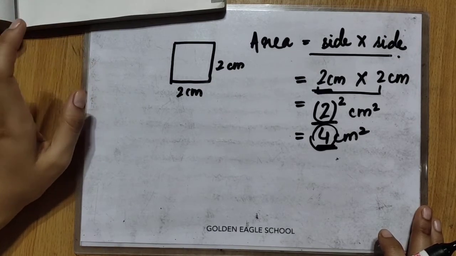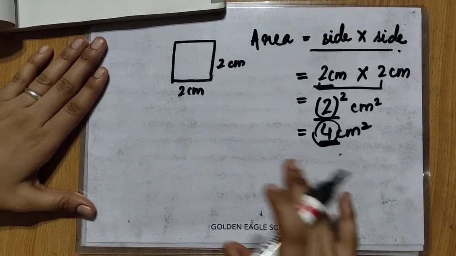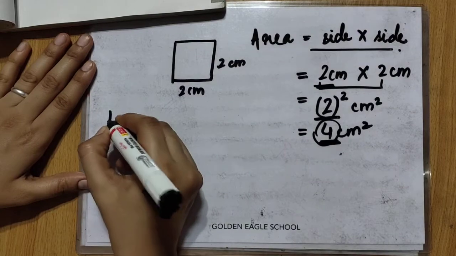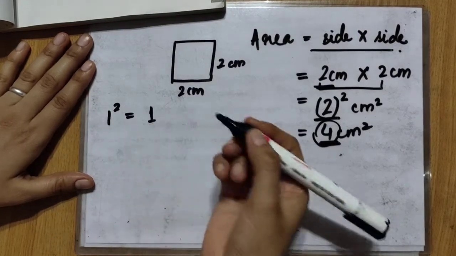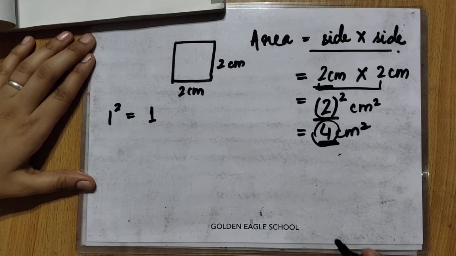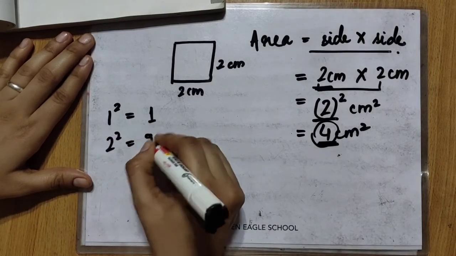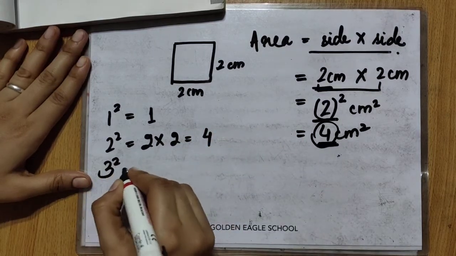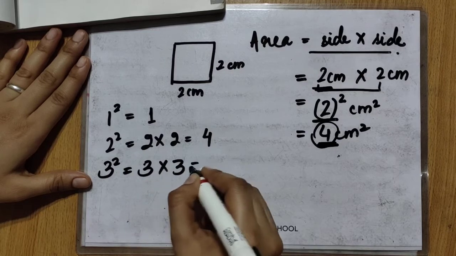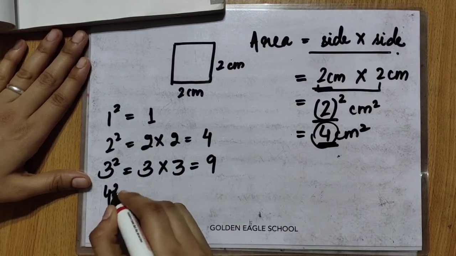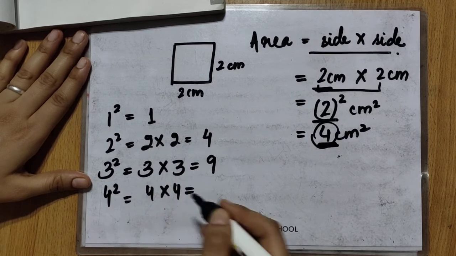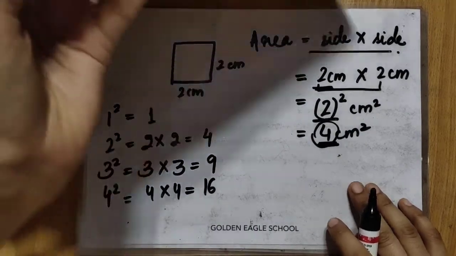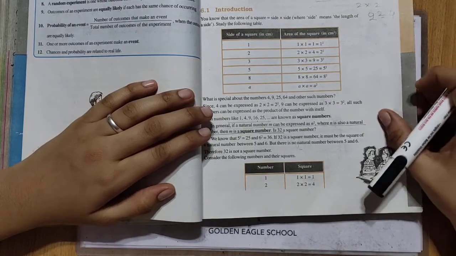When we are talking about the square of a number, we should know some common square numbers which we should learn. For example, 1 square is 1, because 1 multiplied by 1 is 1. 2 square is 2 multiplied by 2, that is 4. 3 square will be 3 multiplied by 3, that is 9. 4 square will be 4 multiplied by 4, that is 16. So this is how you find square numbers, and these are some of the square numbers which you should learn.